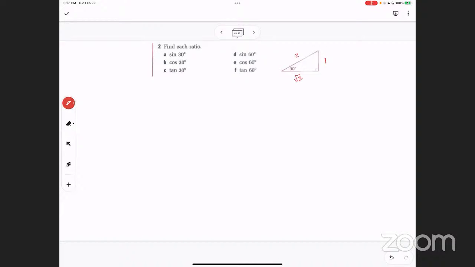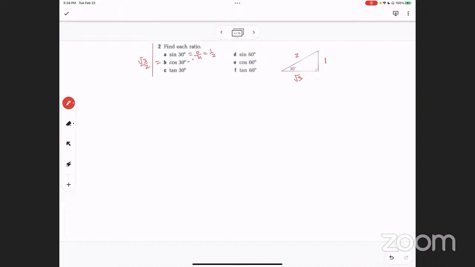So what's the sine of 30? It's the opposite over hypotenuse. So the opposite of 30, 1/2. Very good. The sine of 30 is 1/2. Good job. What's the cosine of 30? So the cosine would be the adjacent over hypotenuse, so the square root of 3 divided by 2. Very good. What's the tangent of 30?